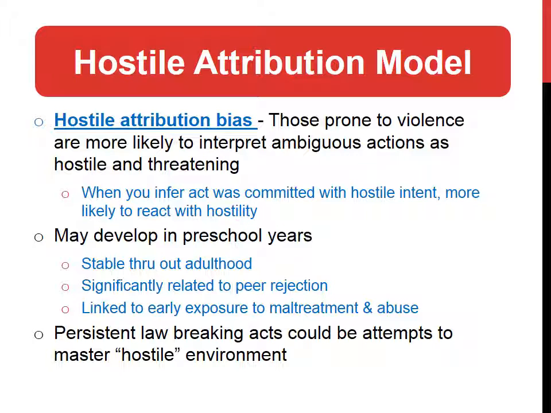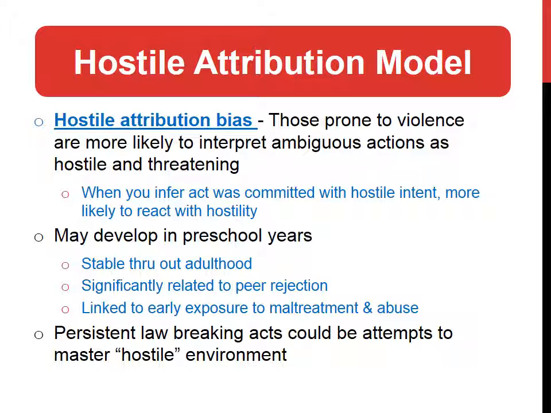Those with hostile attribution biases are also less likely to seek additional facts, generate alternative solutions, and think of the consequences of their aggressive behaviors. Research has indicated that the hostile attribution bias begins to develop during the early preschool years and seems to be stable throughout adulthood.